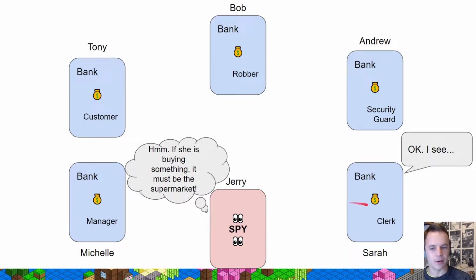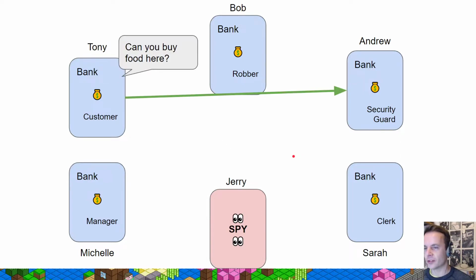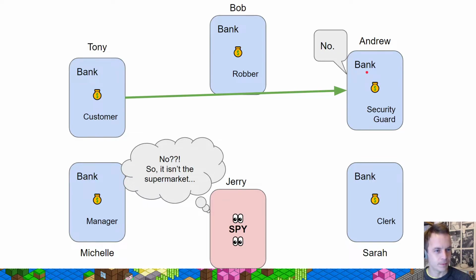It's not a bad answer, right? Sarah doesn't suspect Tony. The answer matches the description of the bank for her. Now it's Tony's turn. Tony says to Andrew, "Can you buy food here?" And Andrew, because he knows that this is the bank, gives the correct answer. No. And this shatters Jerry's hypothesis of where the location is. It can't be the supermarket if you can't buy food here, so he can cross off another location on his list. And the game continues like this, asking questions.